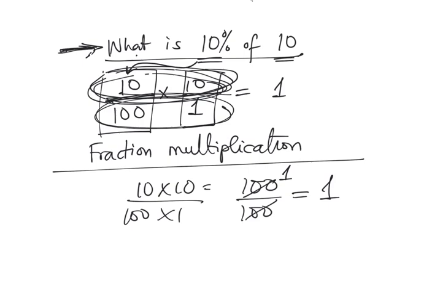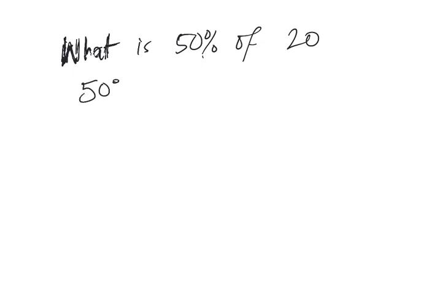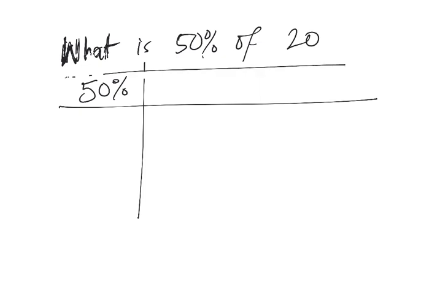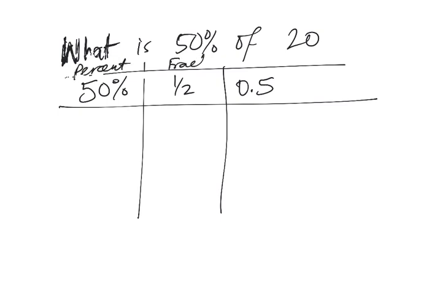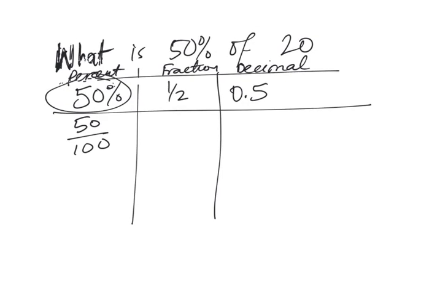Let's look at another example. Think about it this way. What is 50% of 20? Now, you already know that 50% is associated with half, right? So if we were to convert a percent to a fraction, we know that 50% is half, or in decimal form, it would be 0.5. So you have percent, fraction, and decimal. So notice you can take the 50%, write it as 50 over 100, and then you simplify it to its lowest terms. So you divide the 50 by 50, you divide the 100 by 50, you get 1/2.